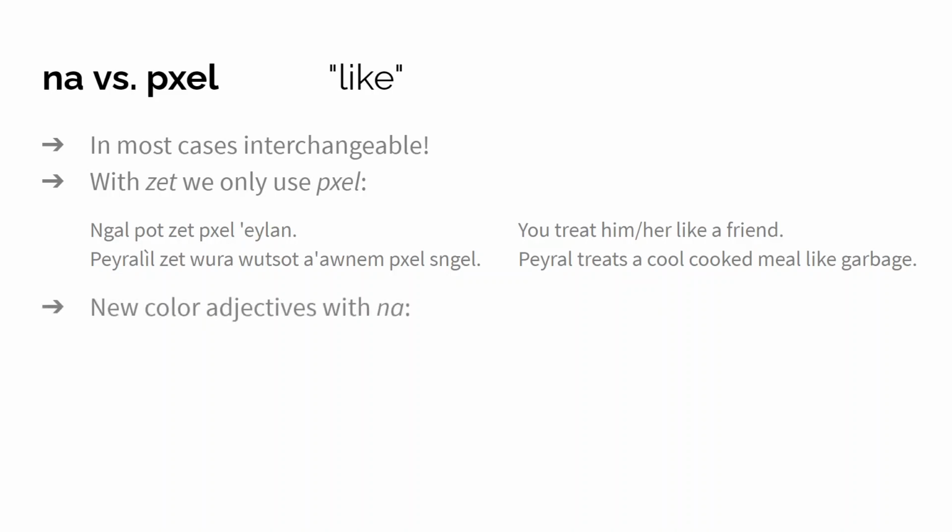Next would be new color adjectives with na. So we can build our own color adjectives together with na, and it works like this. Fesiulang aean na tatleng, the skin blue flower. So ean means blue, na like, tatleng skin, aean na tatleng, blue like skin. So the skin blue flower, because fesiulang, this flower.